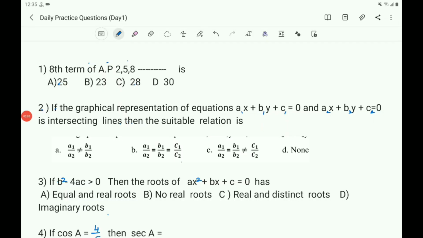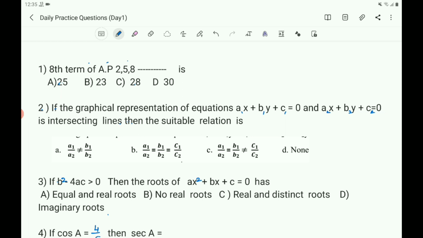Children, it is a preparation for the next coming board exam. Here there are daily practice questions for you. These are the questions for the first day. These are the daily practice questions for day 1.